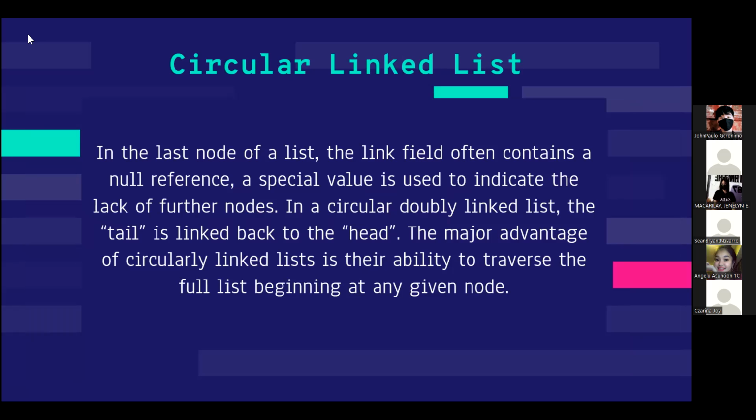Circular linked list. In the last node of a list, the link field often contains a null reference, a special value used to indicate the lack of further nodes. In a circular doubly linked list, the tail is linked back to the head. The major advantage of circularly linked lists is their ability to traverse the full list beginning at any given node.